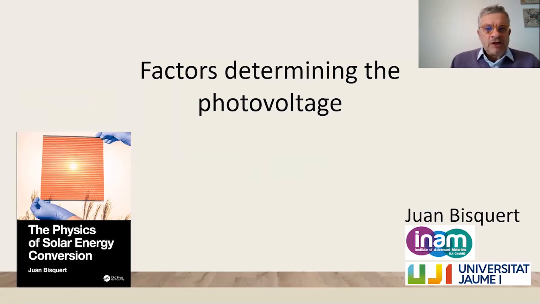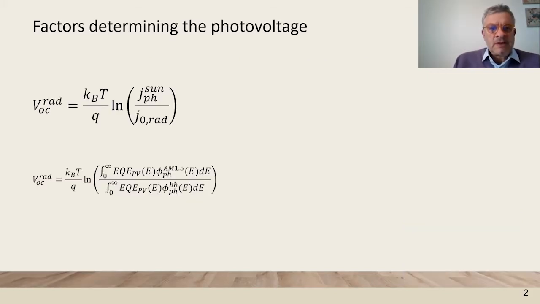In the course of the physics of solar energy conversion, we now study the factors determining the photovoltage. In the previous lecture, we obtained the expression for the radiative open circuit voltage that is determined by the radiation at one sun, represented by the photocurrent, and the radiative J0, which is the fundamental parameter for recombination, both depending on a single quantity, which is the function of the photovoltaic EQE. So this gives us the maximum possible VOC depending on the properties of light absorption and carrier generation.